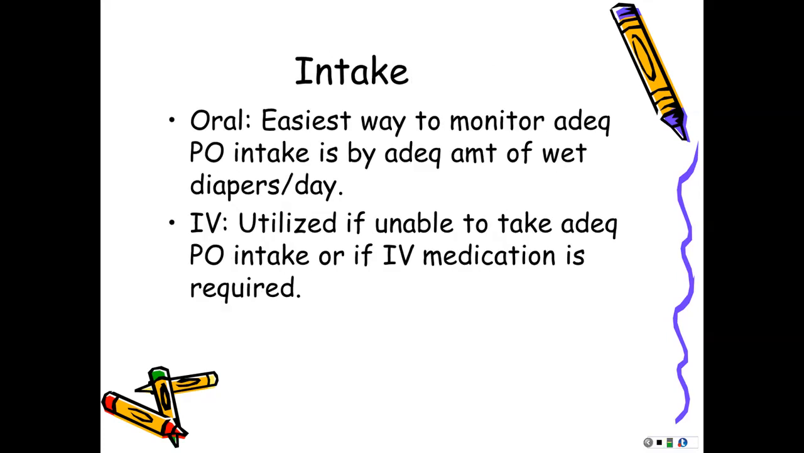I&Os, we need to make sure, just like everything else, kids can get dehydrated very, very quickly. They don't have a lot of extra fluid stores like we do. So anytime a kid starts to have nausea, vomiting, diarrhea, you have to be very aware, and these kids are going to show up very quickly.